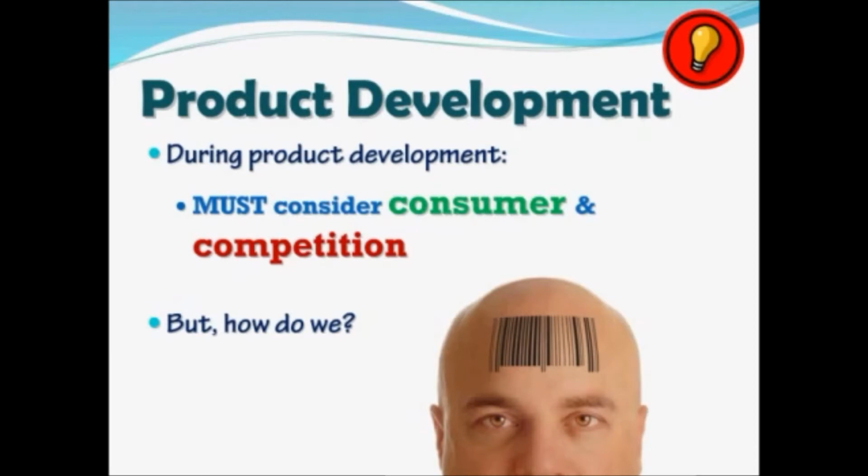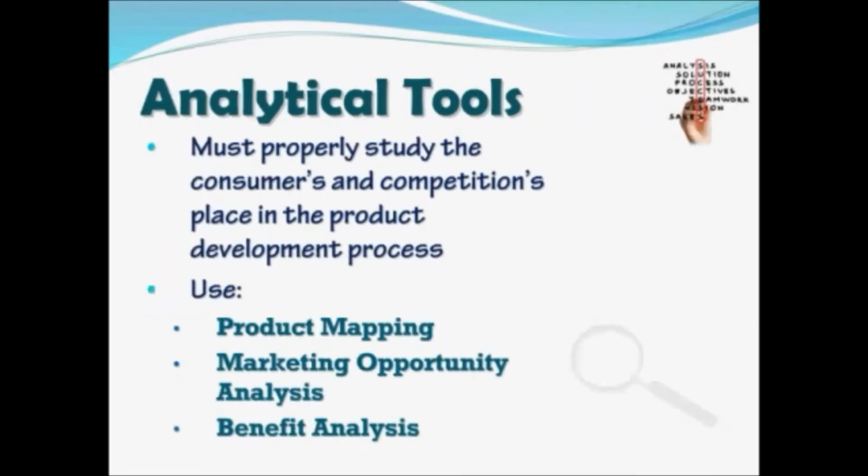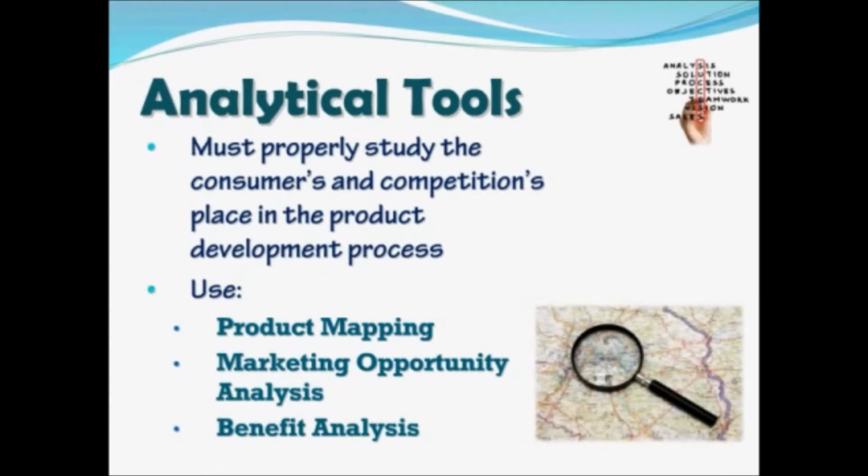Now, we've looked at marketing research, and so this is going to lightly touch on that idea of marketing research, but this is the functions that need to be performed during product development. So to properly study the consumers and competition's place in the development process, we need to consider what's going on out there in the market. We will use product mapping, marketing opportunity analysis, and benefit analysis.